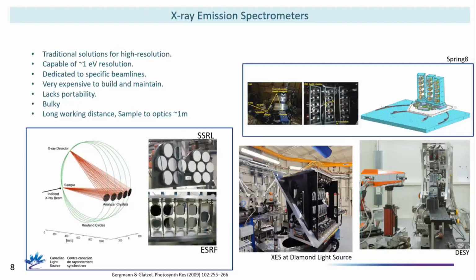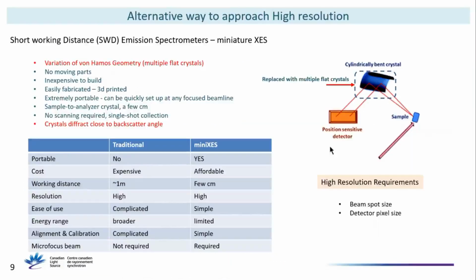So in the last 10 years or so, there has been an alternate way to approach the same kind of resolution, but with a compact spectrometer, so that we can easily put it on any beamline and measure. These are the short working distance emission spectrometers. This is almost based on the cylindrical bent crystal geometry.